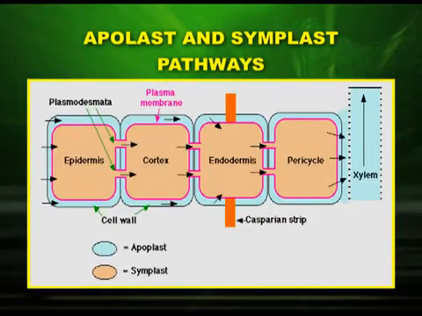Now, the 2 pathways can be explained with the help of the following diagram. In the diagram, you can see the blue color that represents apoplast and the other light color that represents the symplast. So, in the apoplast, the water moves outside the cell. On the other hand, in symplast, the water moves inside the cytoplasm.